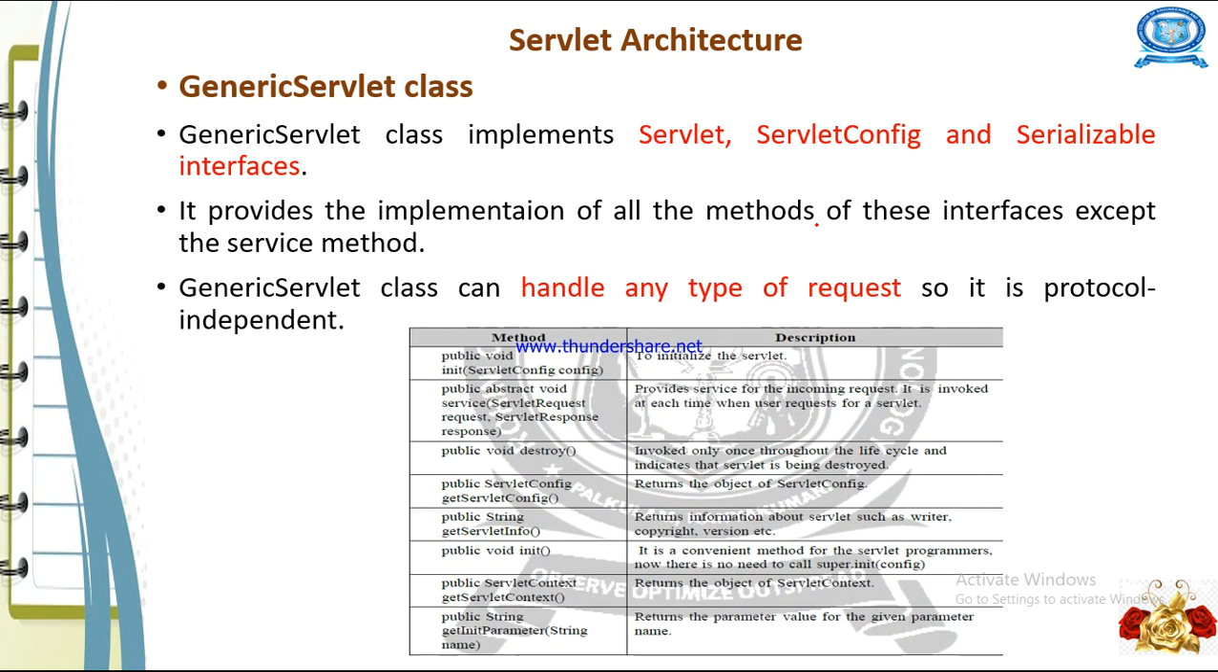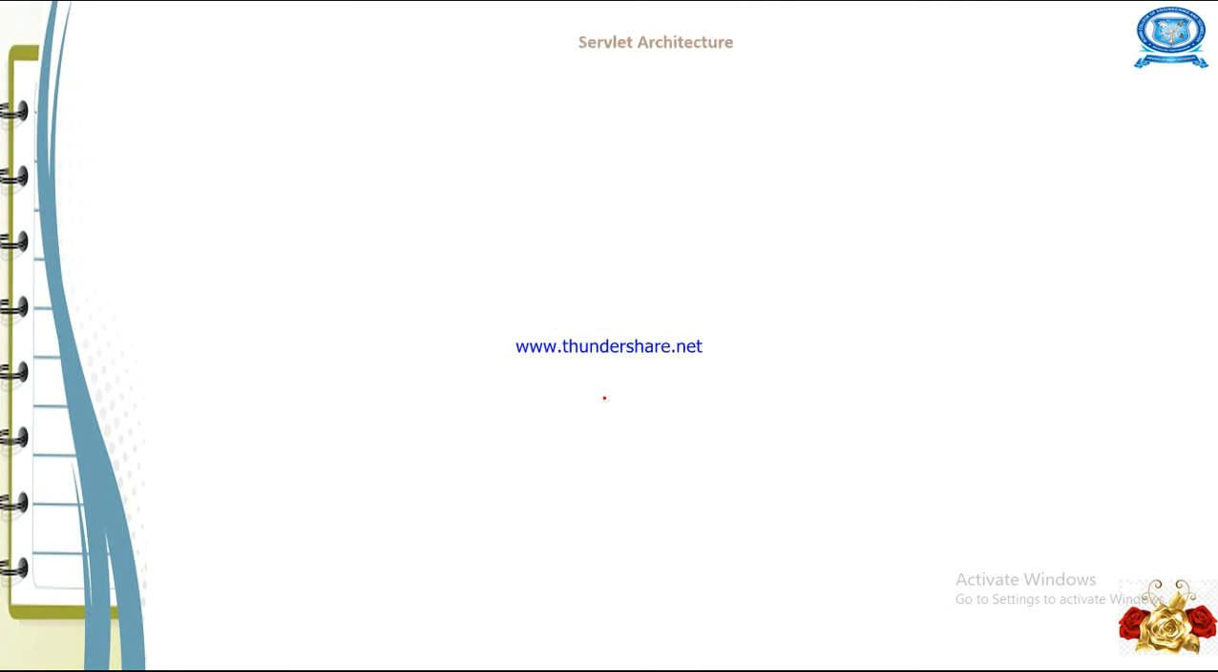Okay. Let's see some of the methods. See the tabular column. The public void init function, that is a public abstract void function. So public void destroy function, public ServletConfig function, void main, etc. These are some of the methods you have to use in this GenericServlet class.